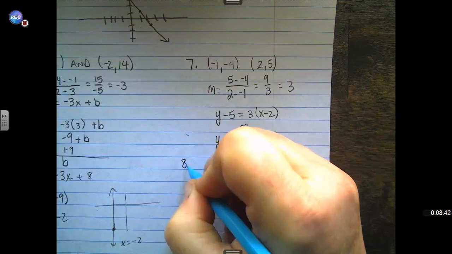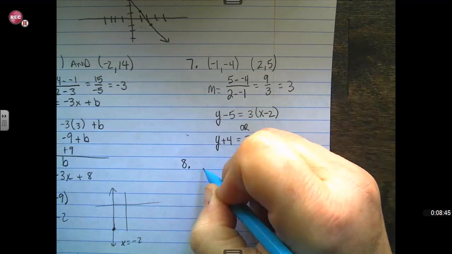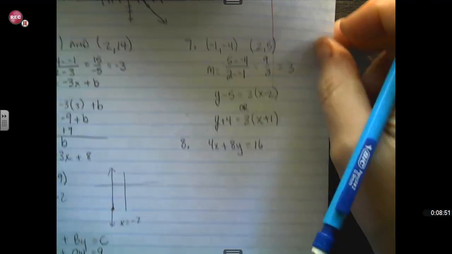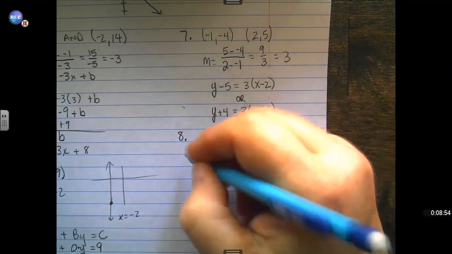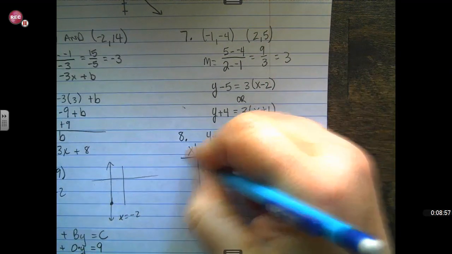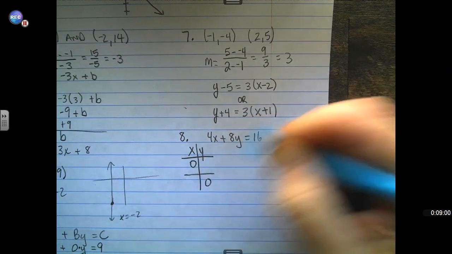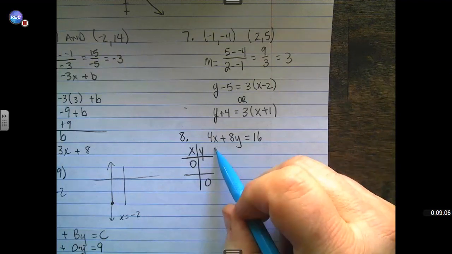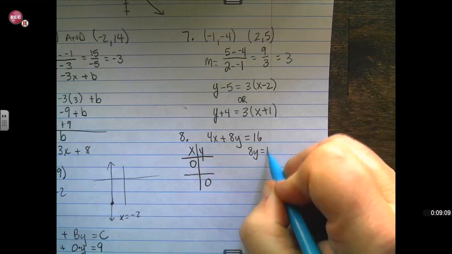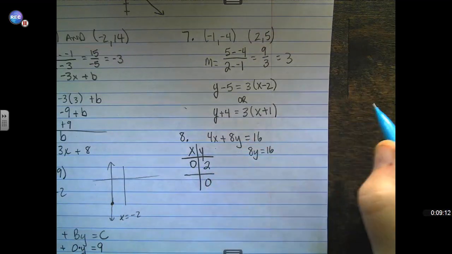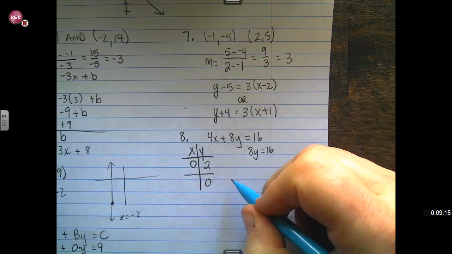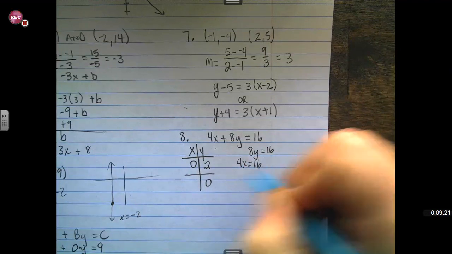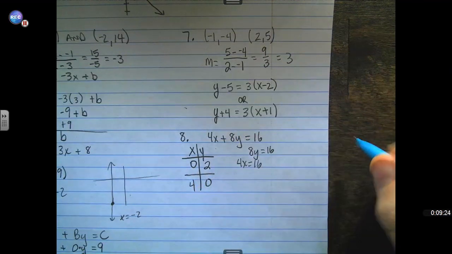Number 8. They want us to graph 4x plus 8y equals 16. The good thing about standard form is I can graph it pretty easily if I just find the intercepts. So to find the y-intercept, I let x be 0, and I solve 8y equals 16, which gives me that y is 2. And then to find the x-intercept, I let y be 0, which leaves me with 4x equals 16, and x is 4 when I solve that.